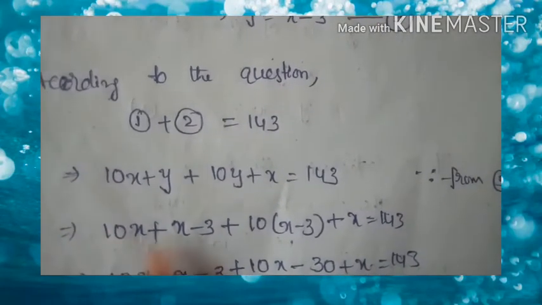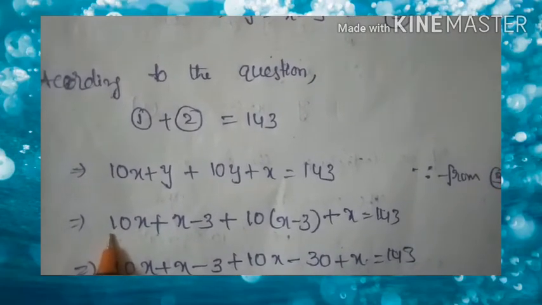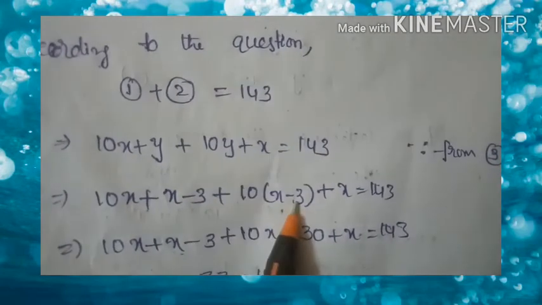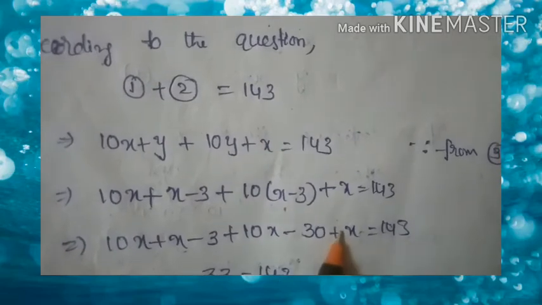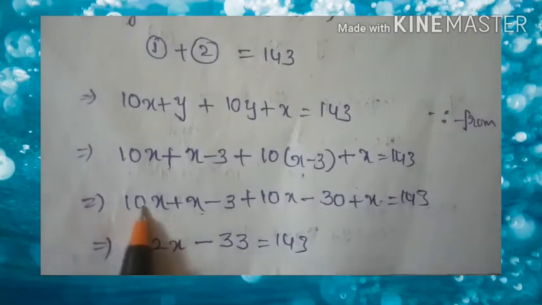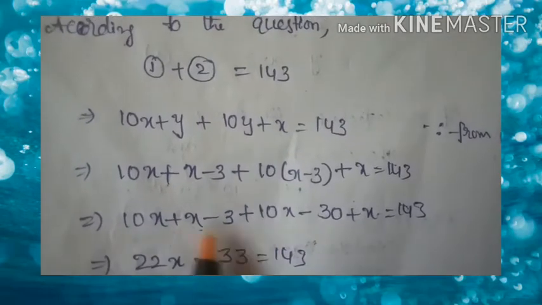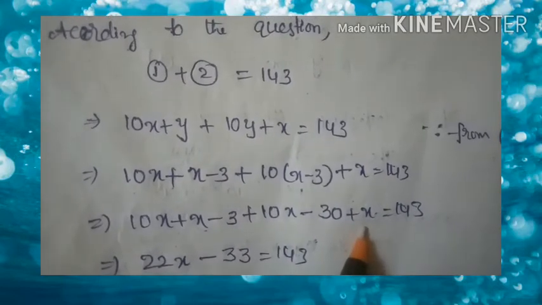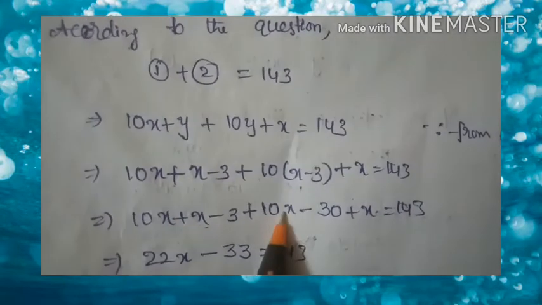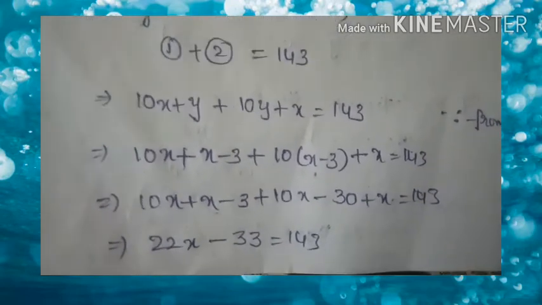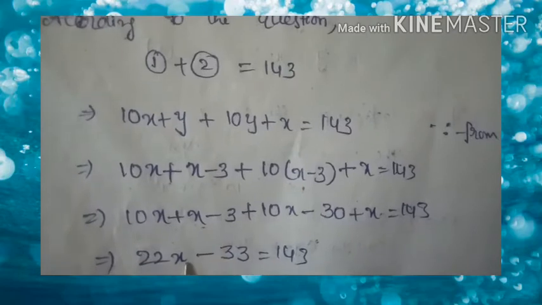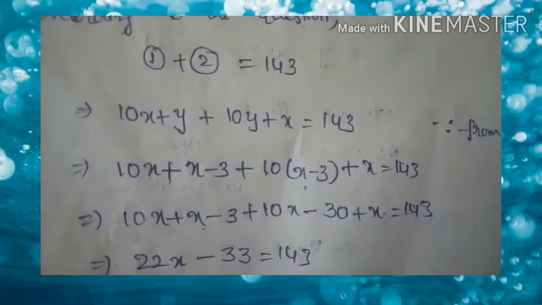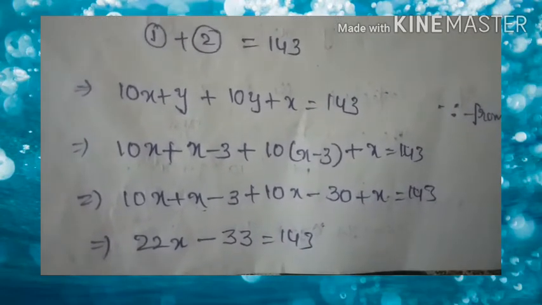Clear? Now remove the brackets here. 10x plus minus 3 plus 10 into x is 10x, and 10 into minus 3 is minus 30, plus x is equal to 143. So 10x plus x is 11x, 11x plus 10x is 21x, plus x is 22x. 22x minus 3 minus 30 is minus 33 is equal to 143. So 22x minus 33 is equal to 143.